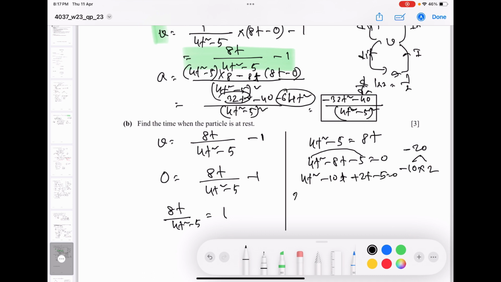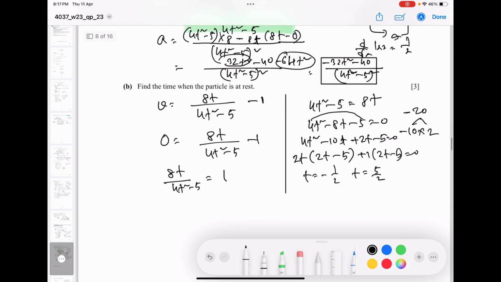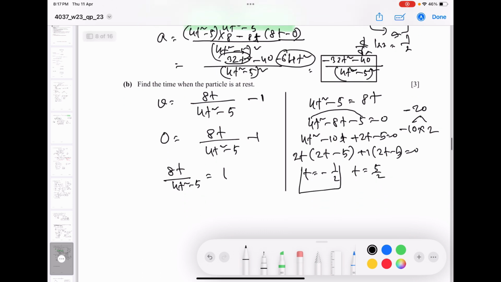If 2t is common, 2t minus 5 plus 1 is common, 2t minus 5 equals 0, and t equals minus half, and t equals 5 by 2. But this is time, it can never be negative, so this is not acceptable. So t equals 5 by 2 or 2.5. Okay, fine, this is the final answer for this time.